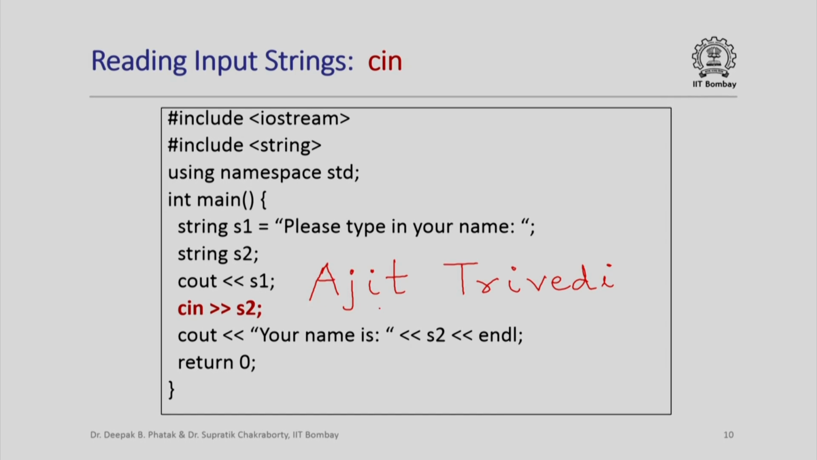So you should be aware of this when you are using cin to read in strings, that cin is actually going to read the string until it encounters the first white space character. It is going to stop there and it is going to assign the value Ajit to the string variable S2. So as a result, what is going to get printed out by the cout statement? It will print "your name is: " followed by S2, but S2 is Ajit. So it will basically print your name is: and then Ajit. Note that it is not going to print your name is Ajit Trivedi.